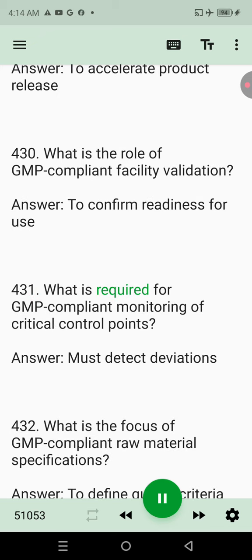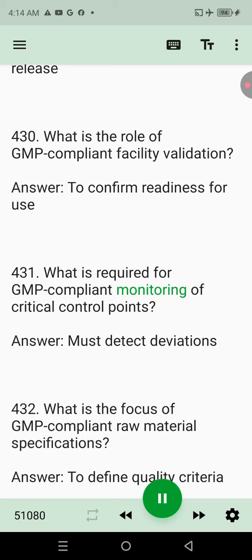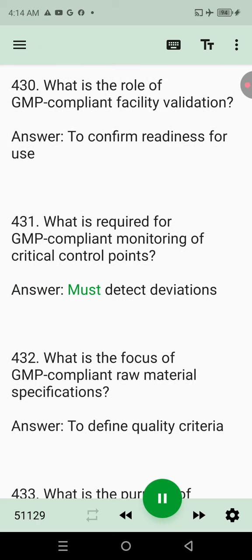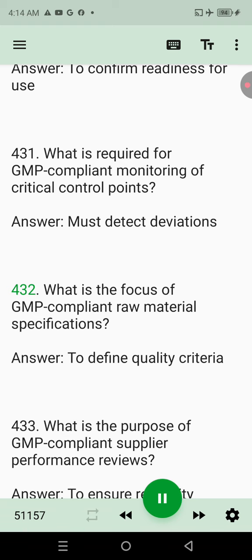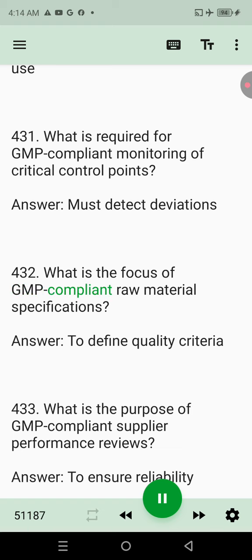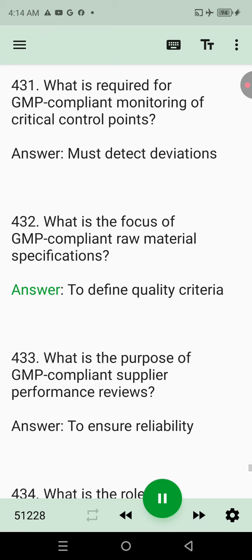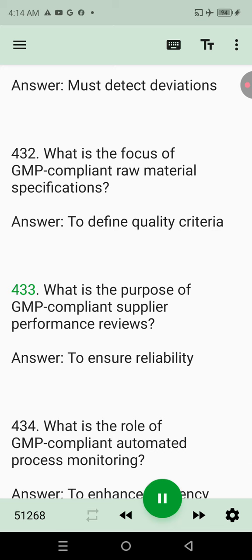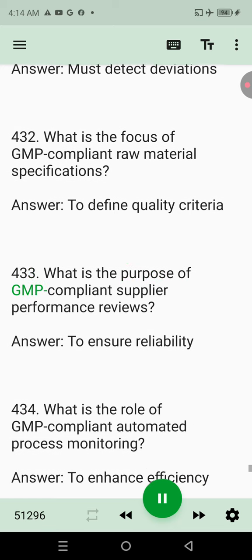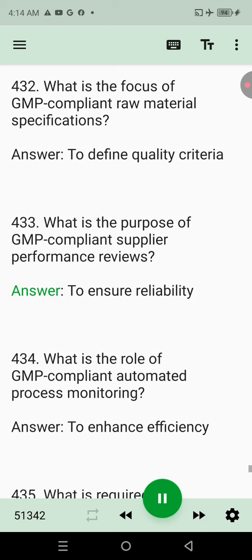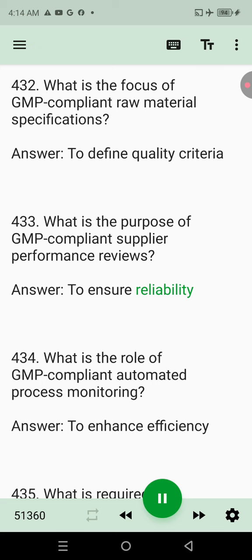431. What is required for GMP-compliant monitoring of critical control points? Answer: must detect deviations. 432. What is the focus of GMP-compliant raw material specifications? Answer: to define quality criteria. 433. What is the purpose of GMP-compliant supplier performance reviews? Answer: to ensure reliability.